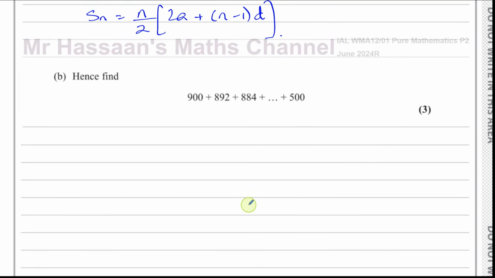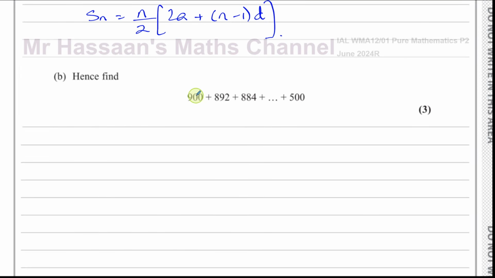So it says hence, it means using what we just found. So I'll just leave this visible. Using this, what we've just been given, find the sum of this series. Now there's multiple ways of us actually answering this question. There's many ways we could do it. All right.